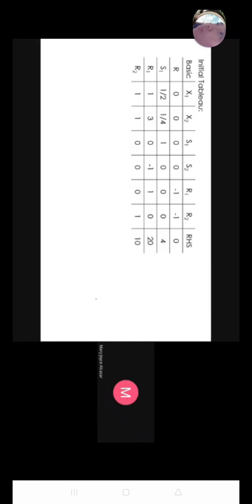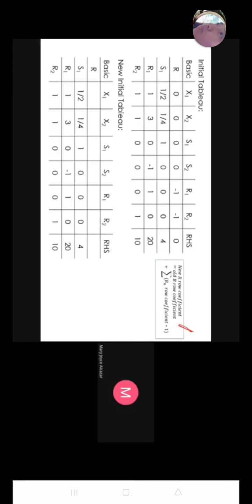So this is the initial tableau, and this is the equation that we need. Same as before, you just have to copy all the columns and rows except for the values in the R row, because we will use this equation to find the new R row coefficients.